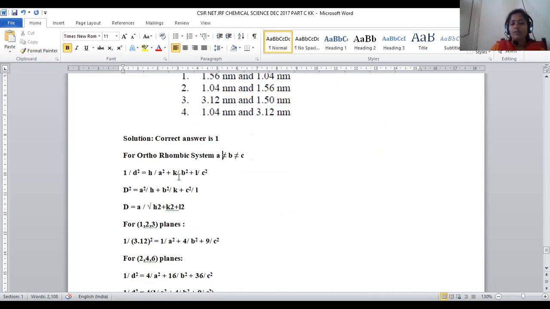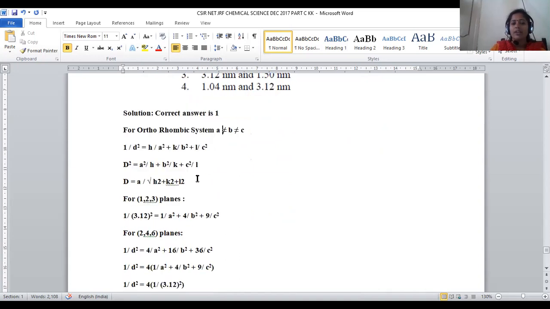1 by d square is equal to h by a square plus k by b square plus l by c square is the formula. Then if we take d square, we are inverting the equation completely. Denominator becomes numerator, numerator becomes denominator. Now the formula will be d square is equal to a square by h plus b square by k plus c square by l, right? So if we are taking only d, that is the distance, it is a by under root h square plus k square plus l square. So in this way, distance can be taken, right?